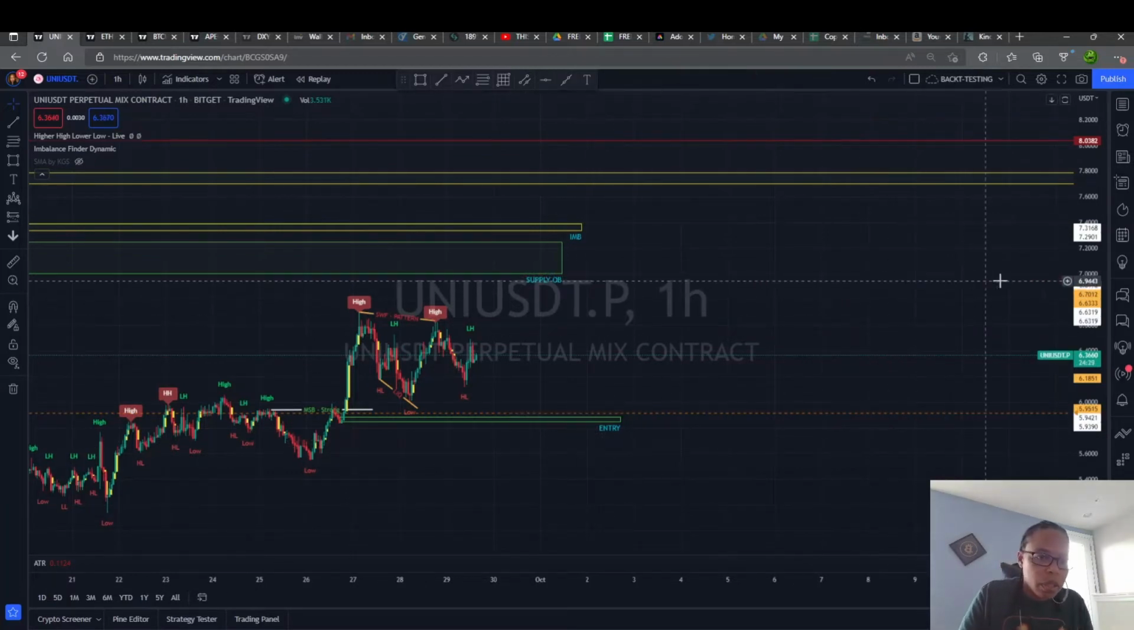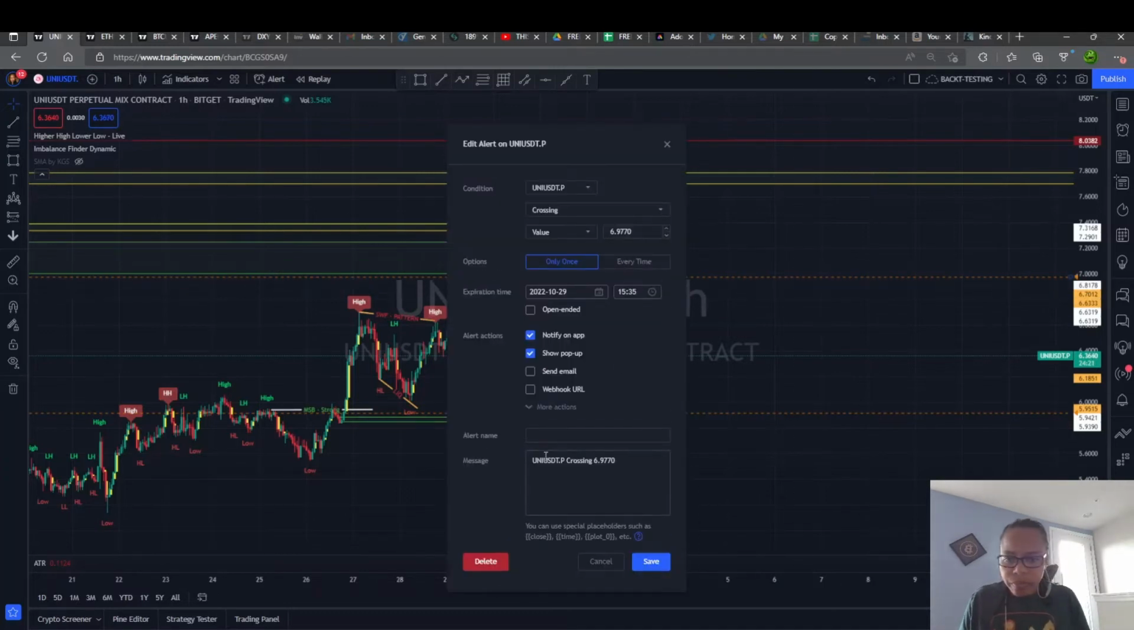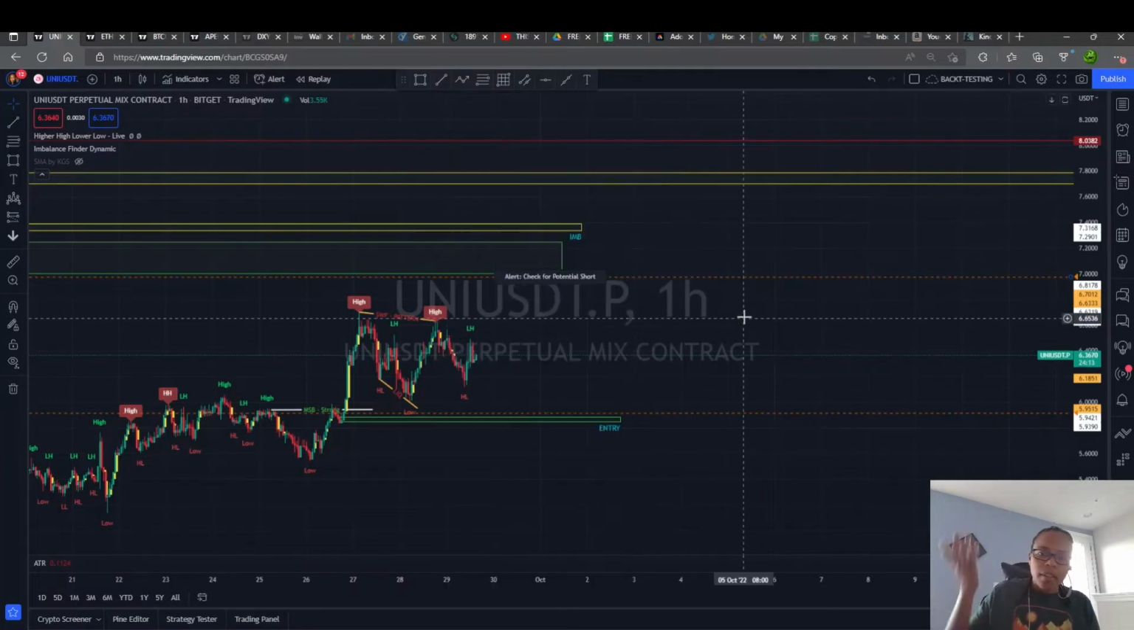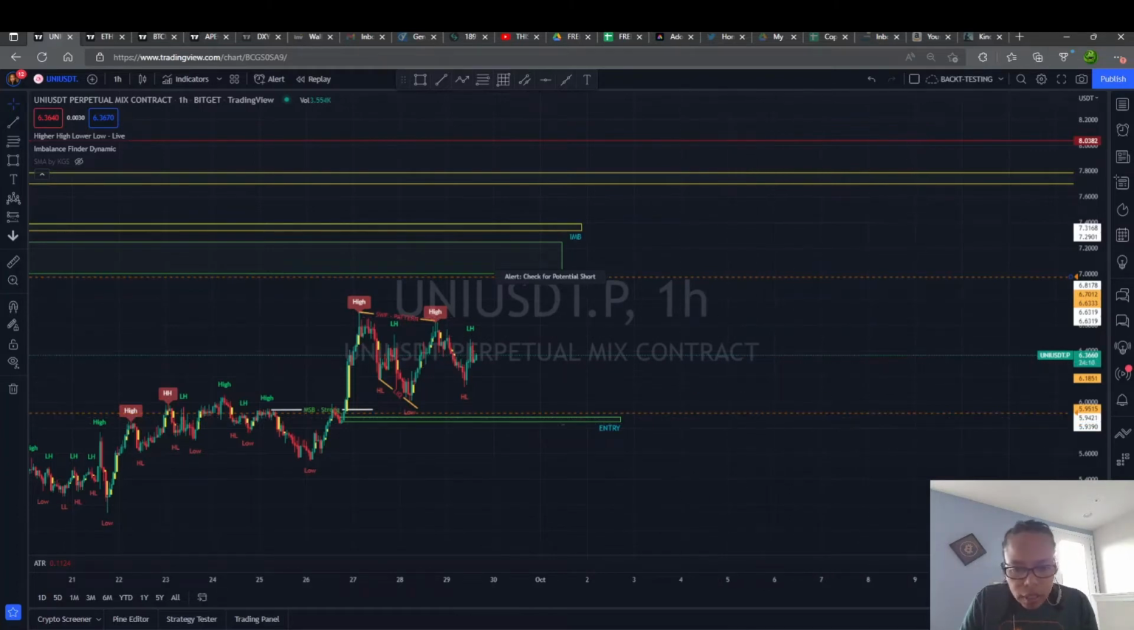I just want an alert before it hits it, so I can start watching the action here and check for a potential short. All right, save that. I guess I should rename this as prepping for trades, right? It's potential trade setups at this point.